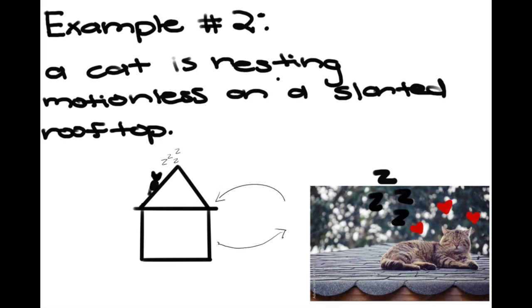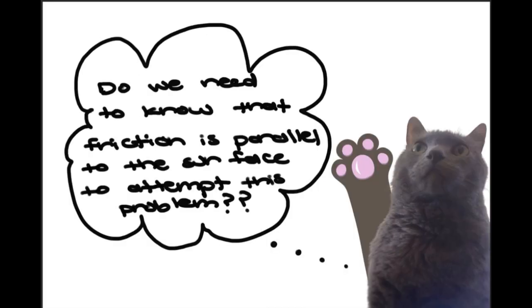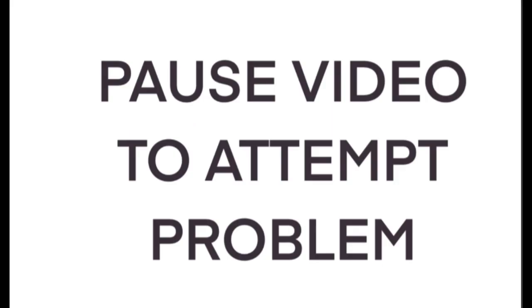Let's dive into our next example, where a cat is resting motionless on a slanted rooftop. Wait, do we need to know that friction is parallel to the surface to attempt the problem? Yes, you're exactly right. That is vital information needed to solve this problem. Please pause video to attempt the problem.